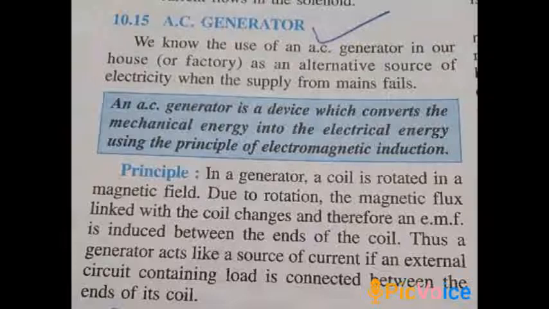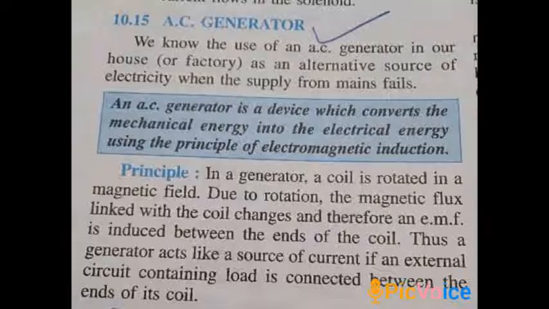Now AC generator is a device which converts mechanical energy into electrical energy using the principle of electromagnetic induction. In the DC motor what we had seen, electrical energy was converted into mechanical energy. यहाँ पे उल्टा होता है. Here mechanical energy is converted into electrical energy, लेकिन जो electrical energy हमको मिलता है that is not of the DC type, that is AC type, alternating current.